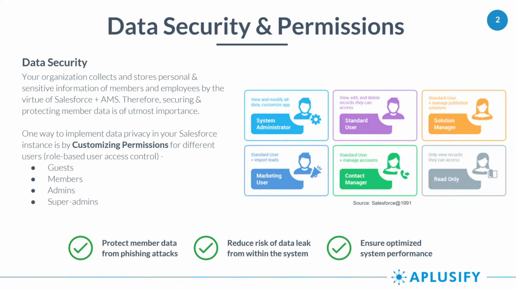And obviously, once you have roles, you can have optimal system performance because it's limited data that is flowing in and out for different roles. So data security and permissions go hand in hand. And in the next few slides, we will see what these settings and permissions exactly do and how they are actually set up.